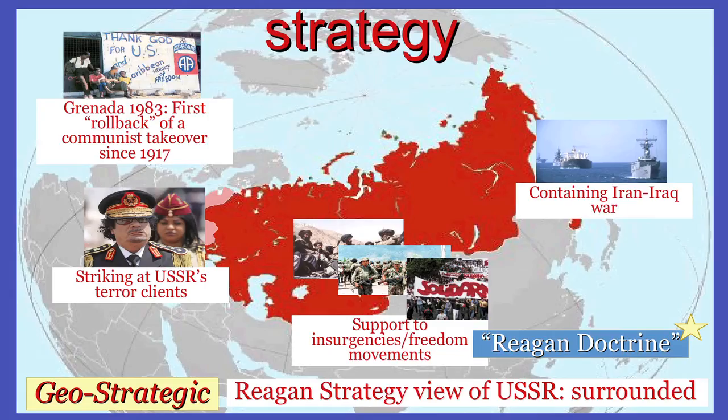And of course, striking at the terror clients and containing the Iran-Iraq war. All these ways that the Soviets had of messing with the third world, messing with us and our allies on the margins, Reagan was able to go around plugging up holes and keeping those things under control.